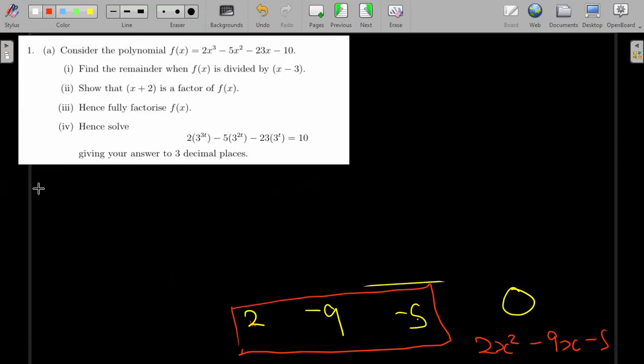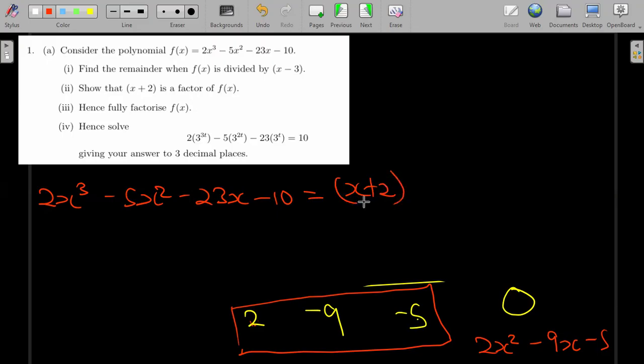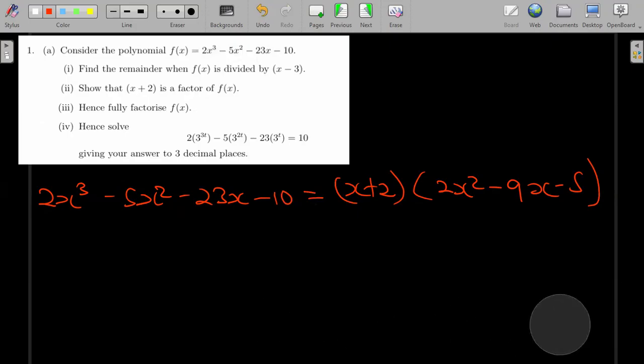We have that 2x to the power 3 minus 5x squared minus 23x minus 10 is equal to the factor x plus 2. Okay, when we divide this factor into this, we are remaining with 2x squared minus 9x, then minus 5. All right, and then from there, we can factorize the other part, which is just a quadratic, this one here.